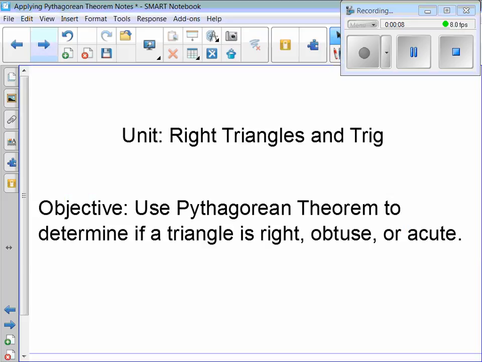We're going to be working in the right triangles and trig unit. This is going to be a continuation of Pythagorean theorem. So we're going to be able to use Pythagorean theorem to determine if a triangle is right, obtuse, or acute.